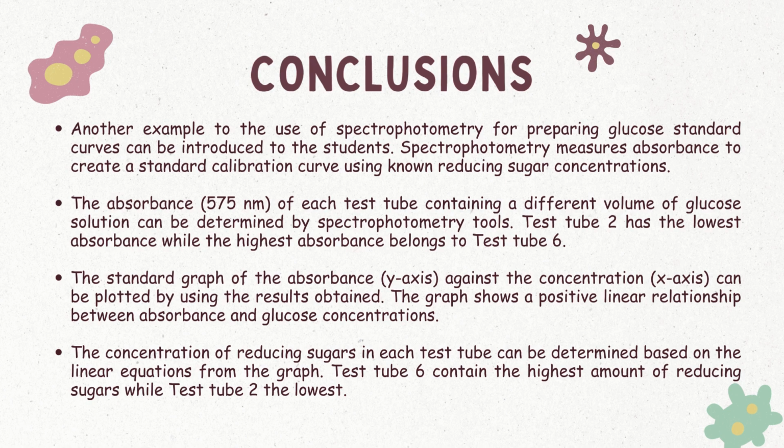The third achievement is that the standard graph of the absorbance against the concentration can be plotted by using the result obtained. The graph shows a positive linear relationship between absorbance and the glucose concentration. The last one, the concentration of reducing sugar in each test tube can be determined based on the linear equation from the graph. Thus, test tube 6 contains the highest amount of reducing sugar while test tube 2 the lowest.